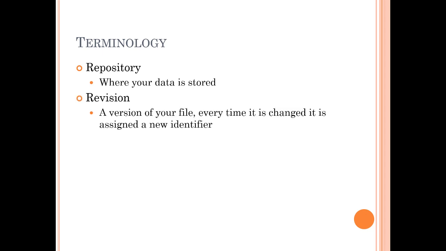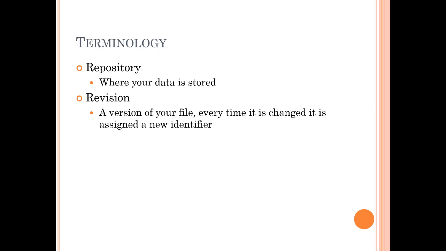All right. We have revision. Okay, so revision is a version of your file, and every time it changes, it gets a new identifier. Now, most of the time that identifier is a number, like version 1, 2, 3, 4, or revision 1, 2, 3, 4. And it keeps going up.